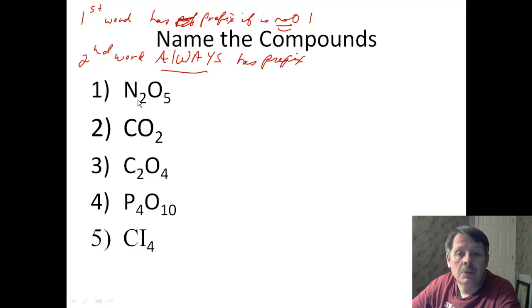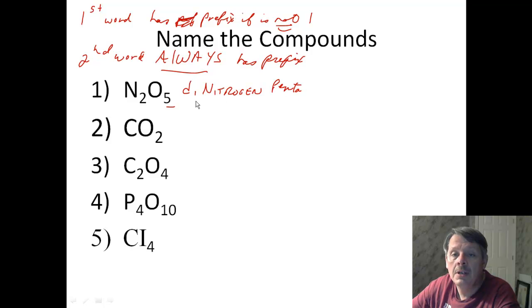But let's look at this one. This is going to be 2 nitrogens, so that's dinitrogen. Then the first word always keeps its name, and the second word always ends in IDE. So this is 5, so that's going to be penta, like the pentagon. And that's oxygen, so it ends in IDE, so it's oxide.